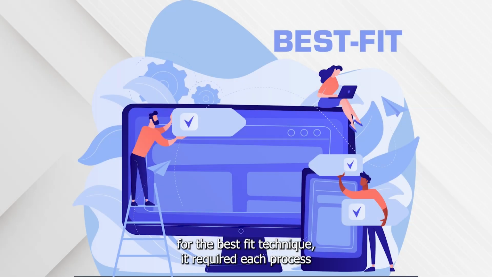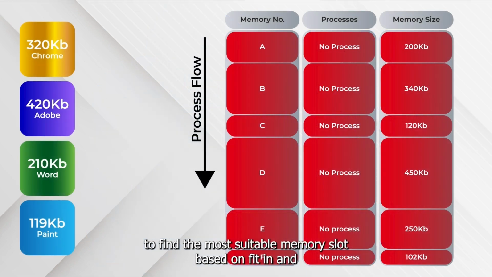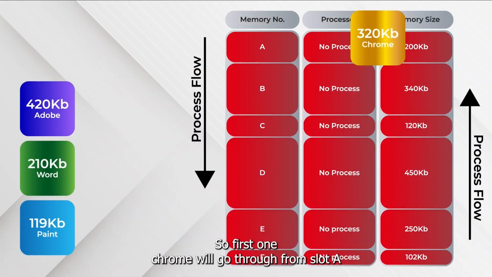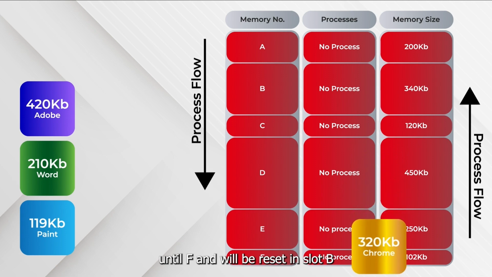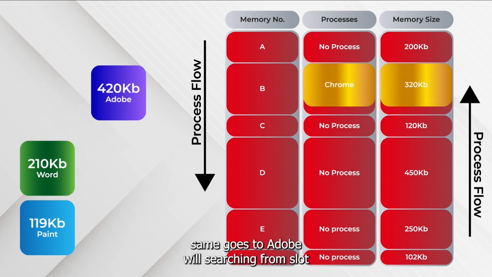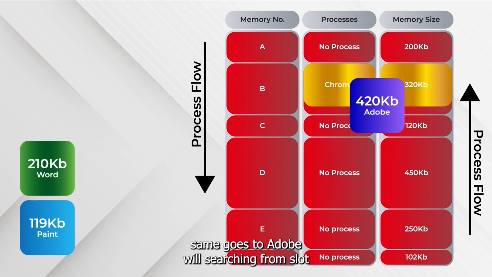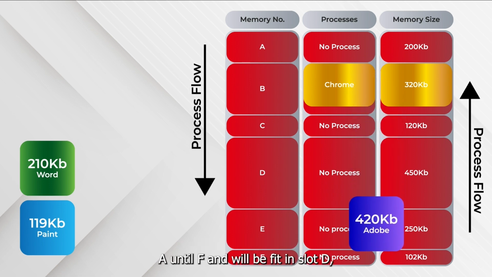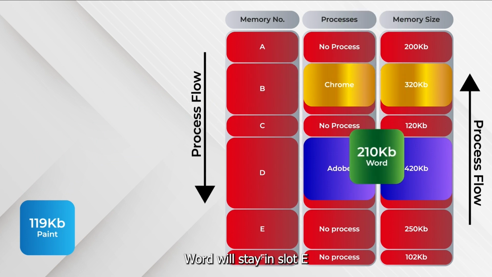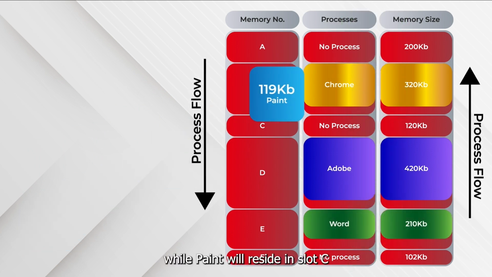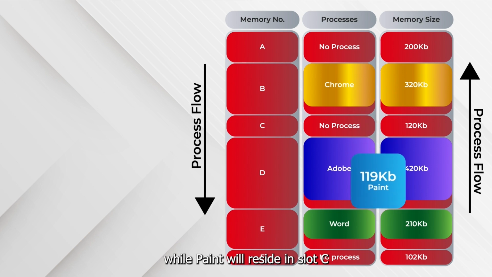For the best fit technique, each process finds the most suitable memory slot based on fit and smallest leftover space. Chrome will go through from slot A until F and will reside in slot B. The same goes for Adobe, which will search from slot A until F and fit in slot D. Word will stay in slot E, while Paint will reside in slot C.